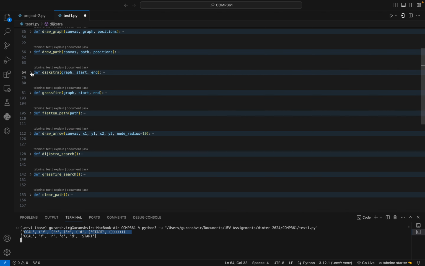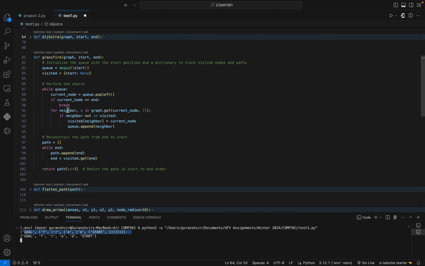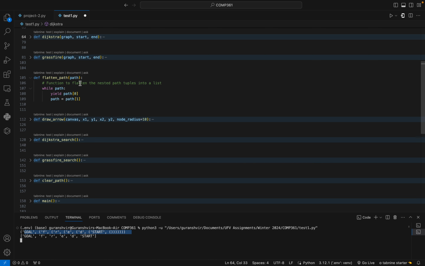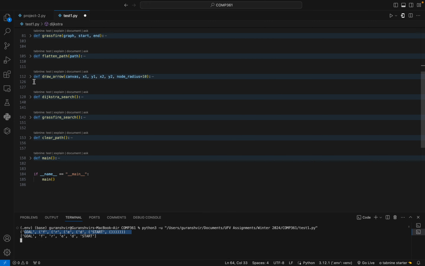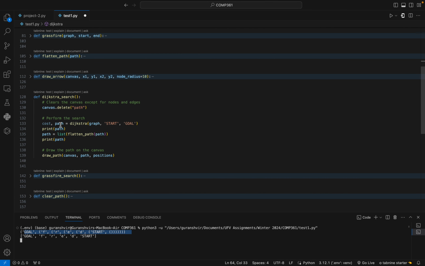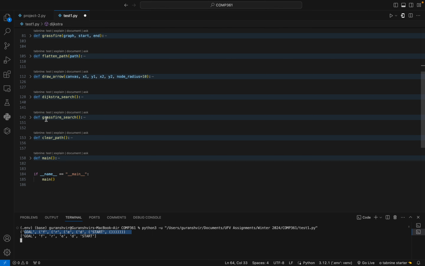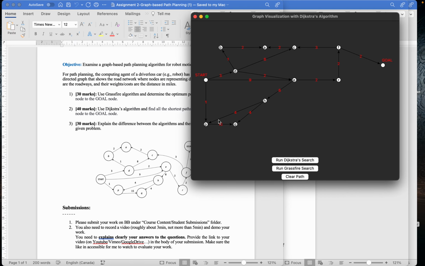Then we have the Grassfire, in which we can see that it is not taking into account the cost between the different nodes. And then we have a flattened path, which is used in Dijkstra's to convert the tuple into a simple list so that we can draw it and map it out. And then this is for drawing the arrow signs like here. And then this is for starting up the Dijkstra search and then drawing it. Similarly for Grassfire, and clear path is for clearing. So this is the main part of this assignment.